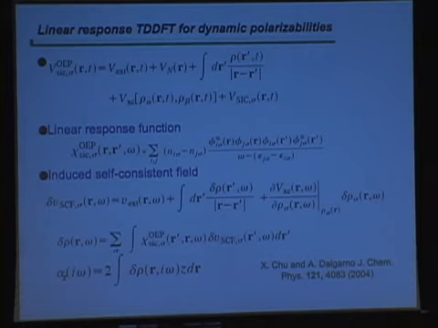OEP here stands for optimized effective potential. SIC is self-interaction correction. Sigma here is the spin index. R is the electron coordinate, T is time. And then this is the external electric field. This is electron nuclei Coulomb attraction. This is electron-electron repulsion. Rho here is electron density. This is a very important term, exchange and correlation functional, expressed as functionals of spin densities.